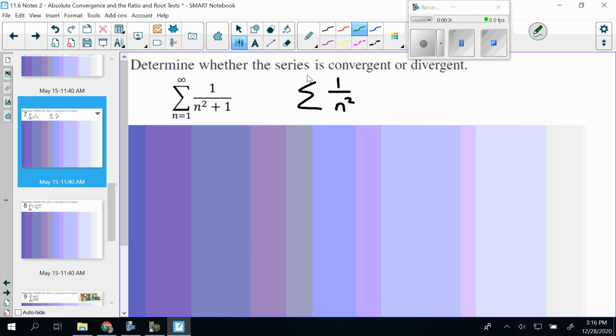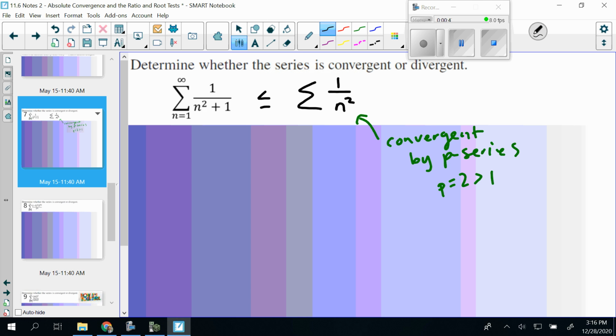And we know that this series is convergent by p-series, because our exponent there of 2 is bigger than 1. So if we show that the series we're looking at is less than a convergent series, that's always going to be convergent. So is 1 over n squared plus 1 going to be always less than that one?